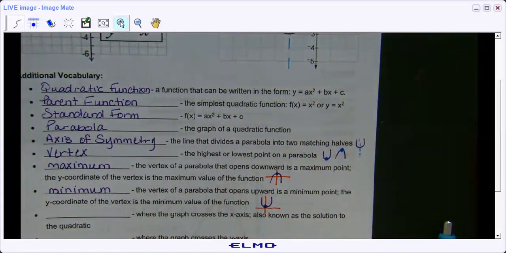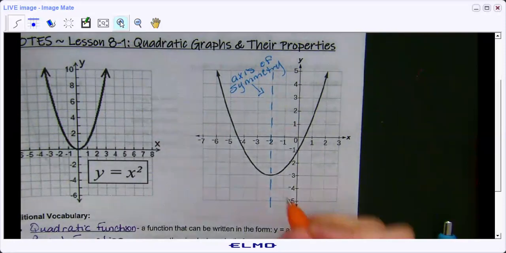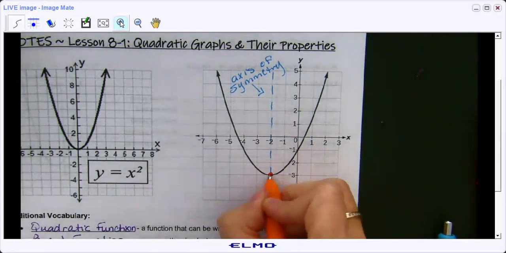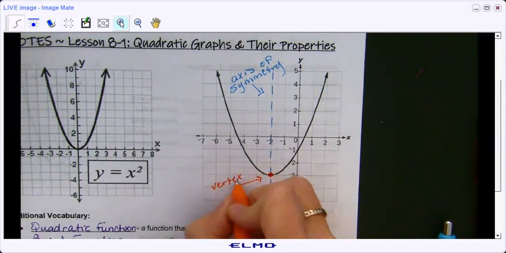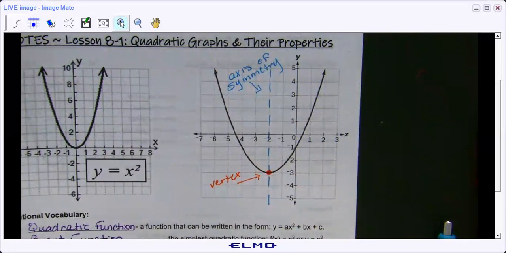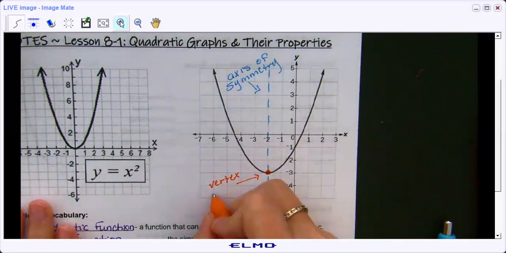So, and this will all make sense once we start practicing it. But if you go up to this parabola example right here, the parabola opens upward. Okay. So if it's opening upward, that means we have a minimum, and your minimum is going to be wherever your vertex is. So this right here is your vertex. Okay. And the vertex is (-2, -3).